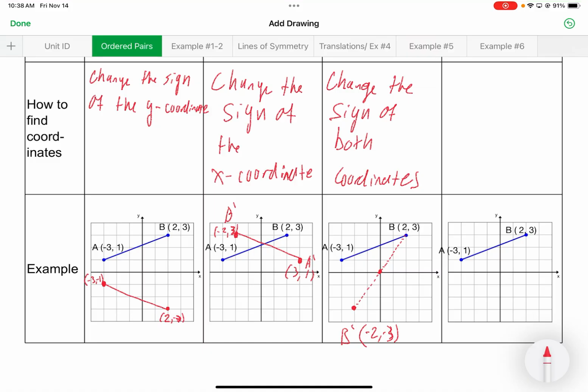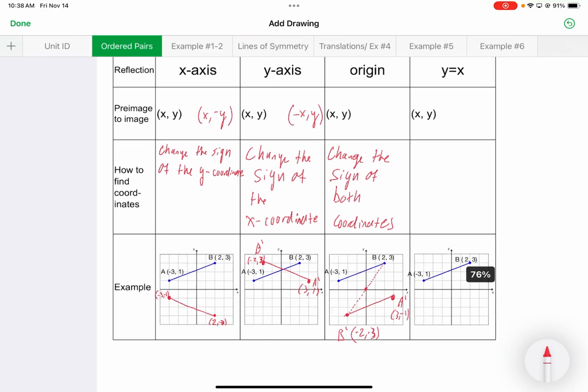What about for A, which is at negative 3, 1? What does that become? Positive 3, negative 1. So 1, 2, 3, negative 1 would be that value there. That's going to be A prime, which is positive 3, negative 1. Okay. So that's going to be my new point.